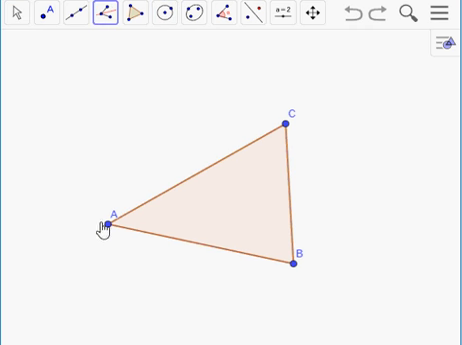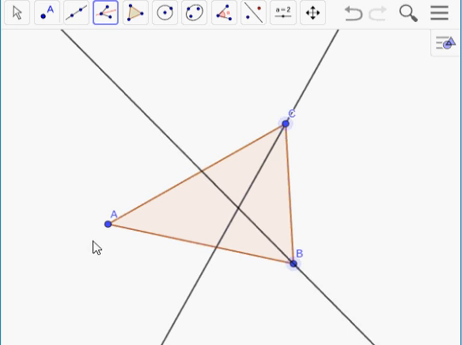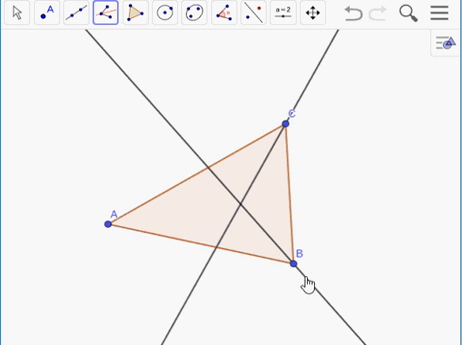If I want to bisect angle ACB, I just click on ACB, and then the angle with the vertex C is bisected. So these angles on either side are congruent. Each of them is half of angle ACB. Let's bisect angle CBA and then angle BAC.